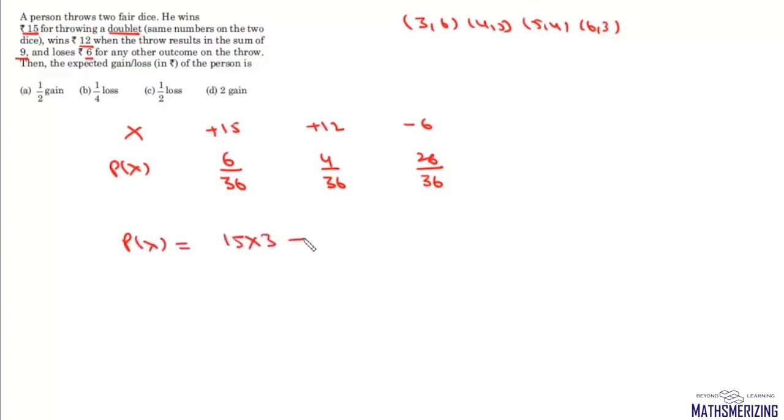Now expected value of x will be 15 into 3 plus 12 into 2 minus 6 into 13 whole divided by 18, which is minus 1/2. So the expected gain of this person is minus 1/2 loss.